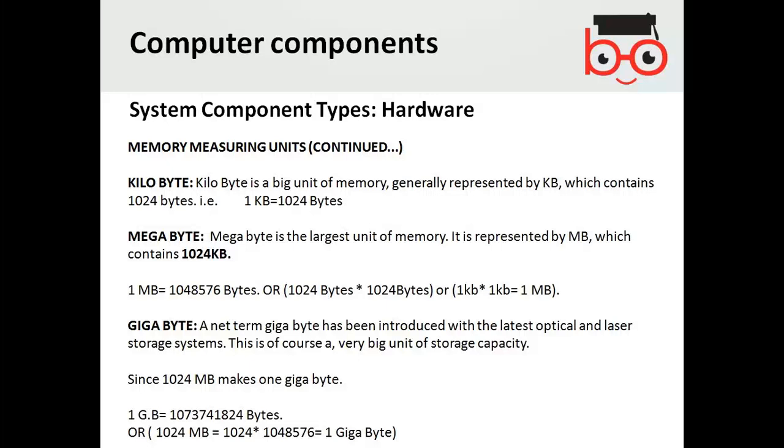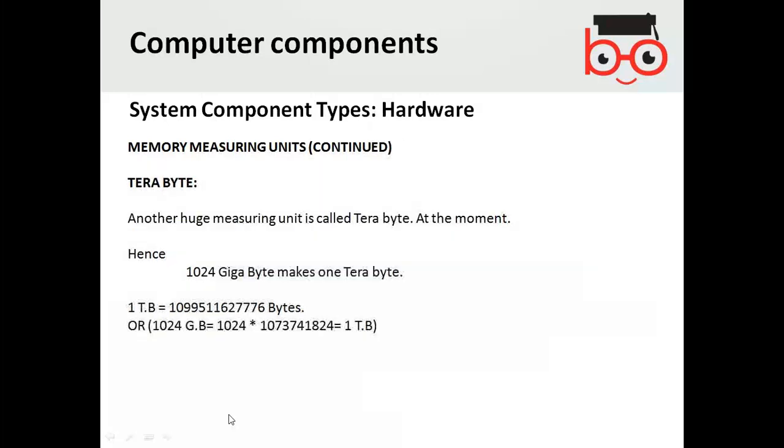So similarly, a kilobyte is 1024 bytes, and each byte is 8 bits, and a megabyte is 1024 kilobytes. So 1 megabyte is this. A gigabyte is basically 1024 megabytes. So 1 gigabyte has these bytes. A terabyte is 1024 gigabytes. So 1024 GB, equal to 1024 times these bytes, will make 1 terabyte.